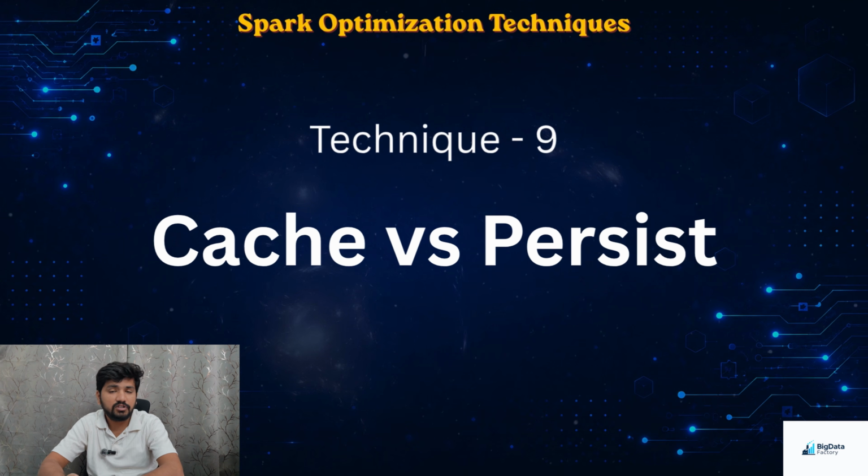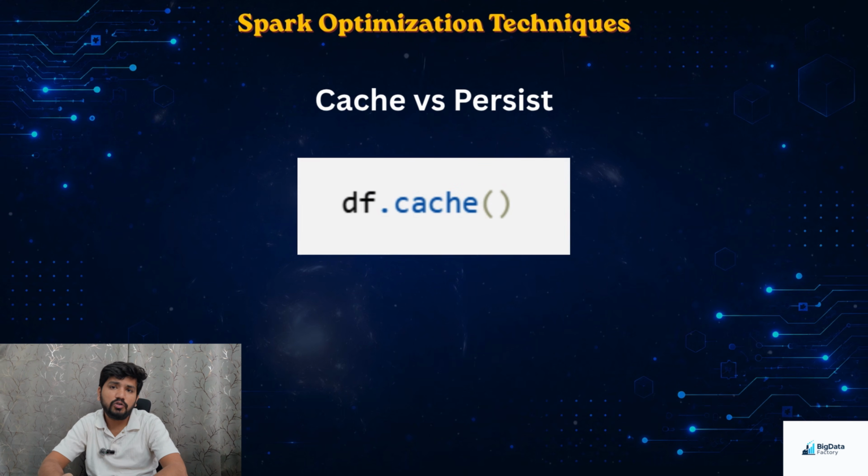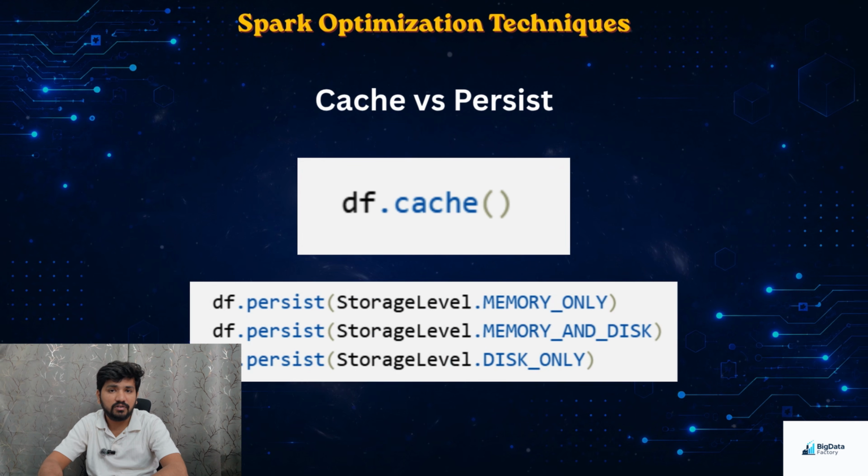First thing here is cache versus persist. Caching can improve performance when the same expensive DataFrame is reused multiple times. Without caching, Spark may recompute the full lineage for every action. Cache stores the result using Spark's default storage level. Persist gives you more control over the storage level.